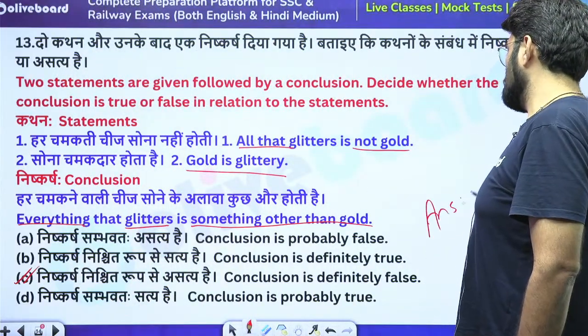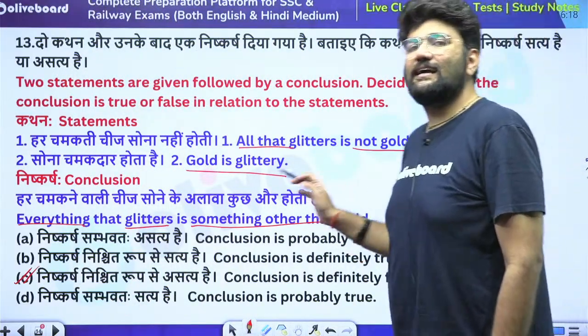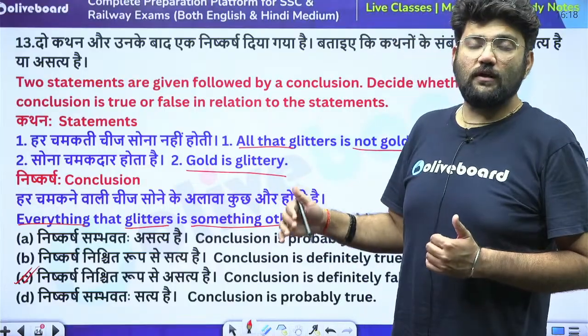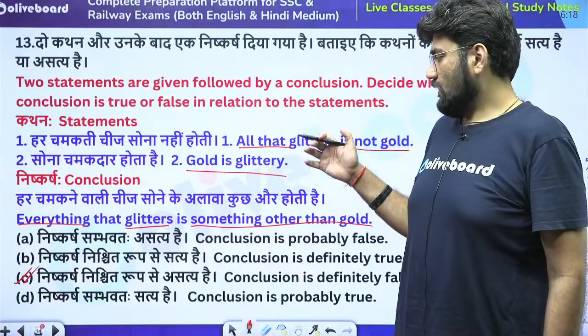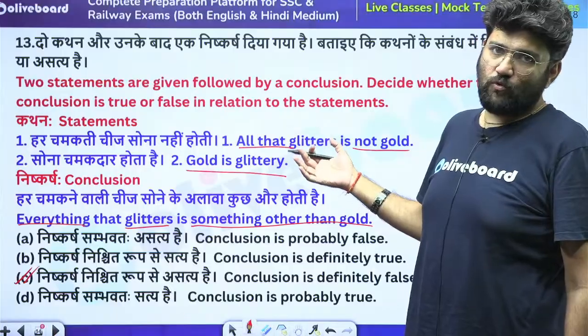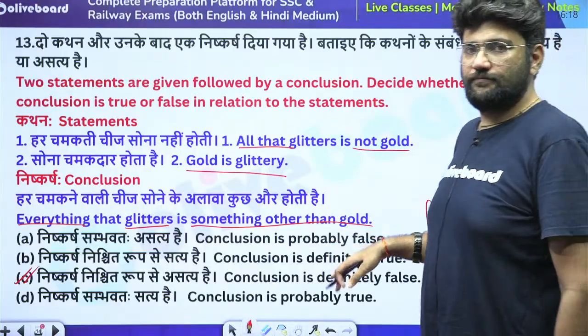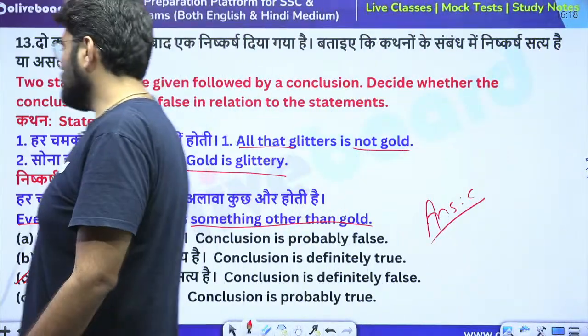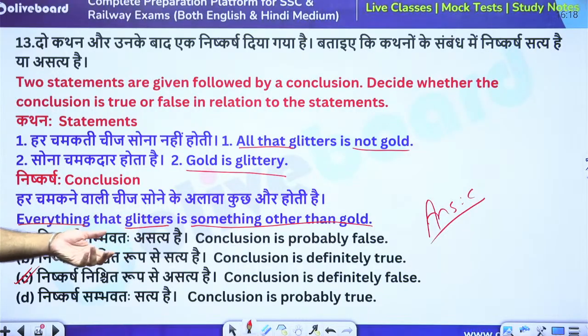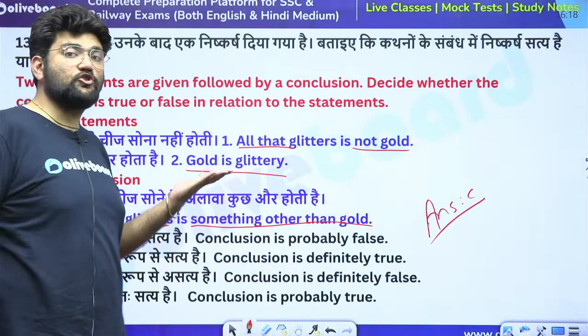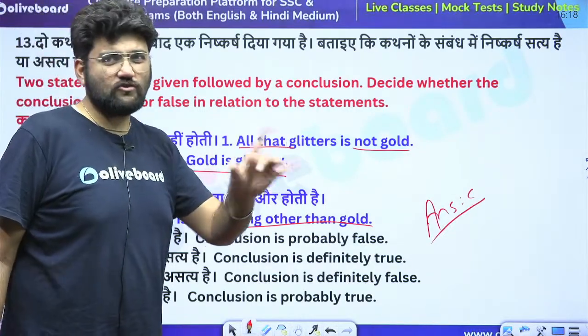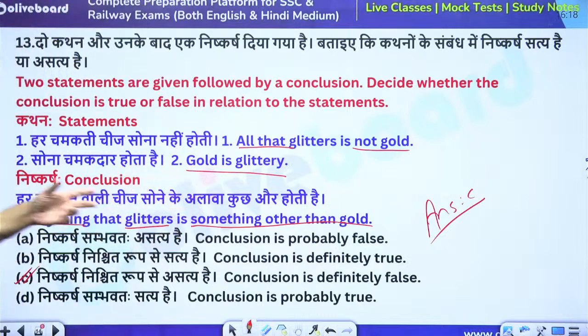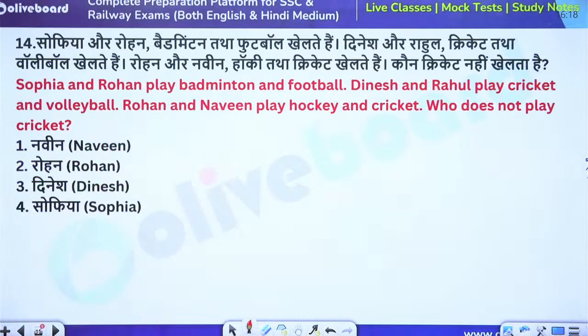Okay, option C will be the right answer. If it was partly correct, there was a probability of it being true, then you would have said probably true. If it was definitely correct, then it would have been definitely true. Definitely false, it is definitely false. Probably false is used in a very rare case. Probably false means you are not 100% sure that it is incorrect, but it is not correct, that is also true. So then it becomes probably false. Next.